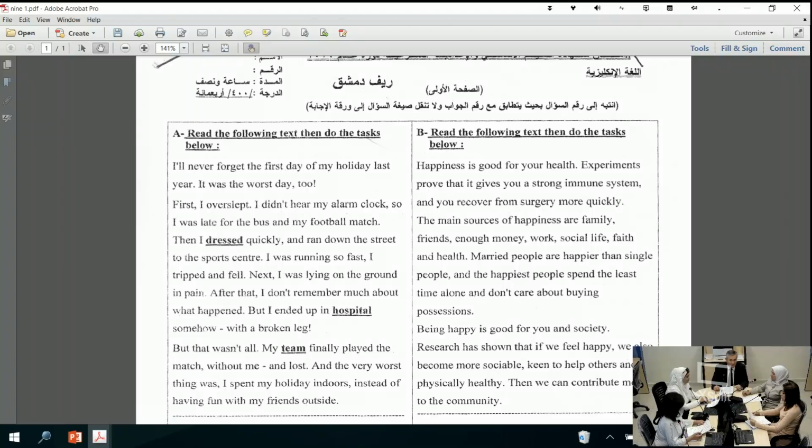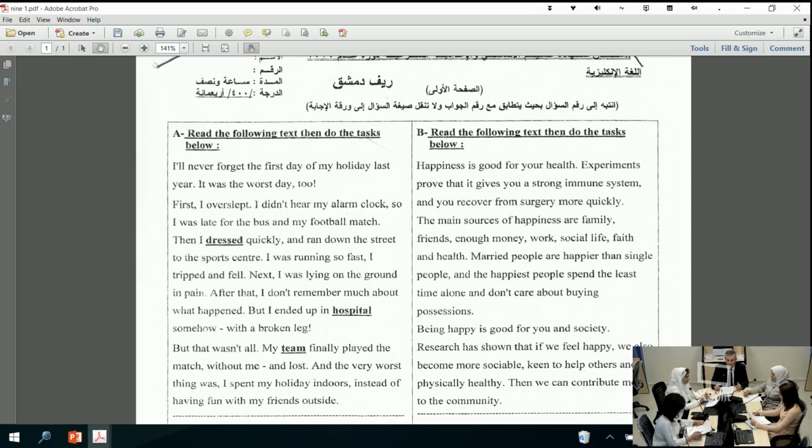Then continue, Ms. Faiz. Now, married people are happier than single people, and the happiest people spend the least time alone and don't care about buying possessions. Good. We need to keep this in mind as students. Married people are happier, and the happiest people spend the least time alone. It means they socialize.